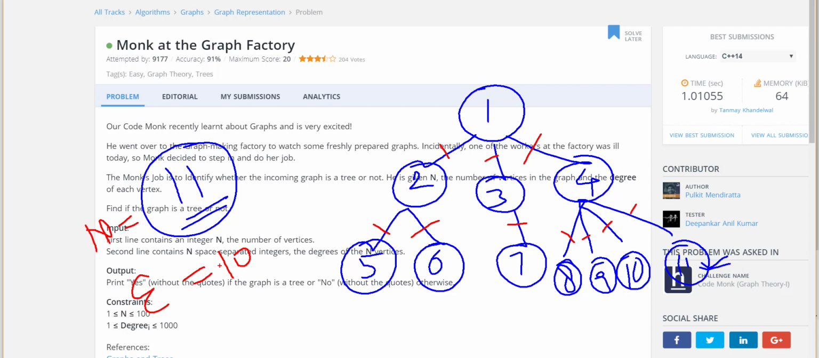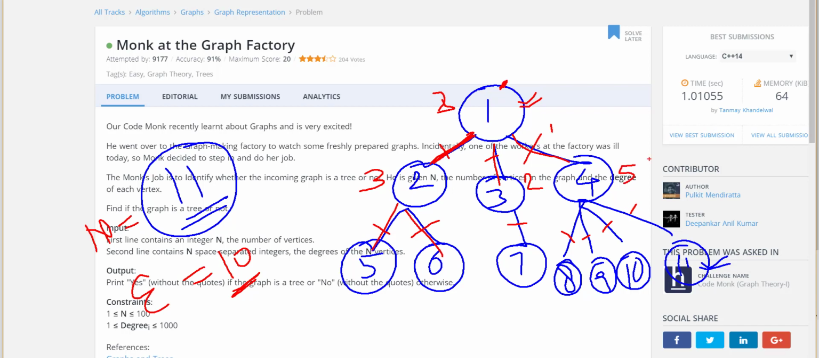Now, if edges are 10, then what will be the sum of degrees of each vertex? Degree means how many edges are connecting to this vertex. So 1 has a degree of 3 because this is one edge, this is another edge, this is another edge. 2 has a degree of 3 because 2 has 1 edge above and 2 edges below. 3 has a degree of 2. 4 has a degree of 5, 1 edge above and 4 below.